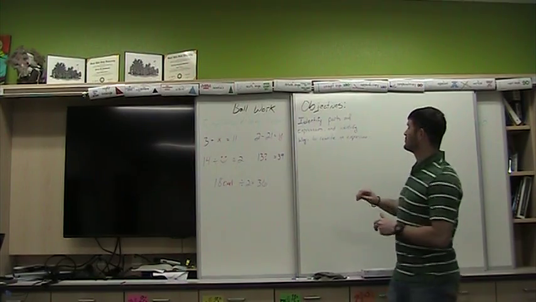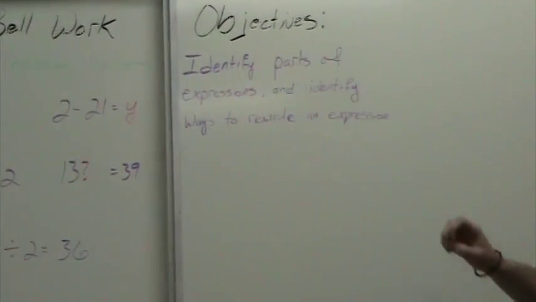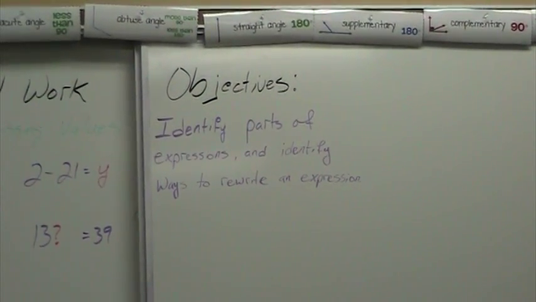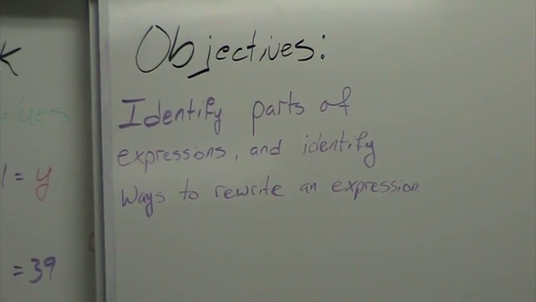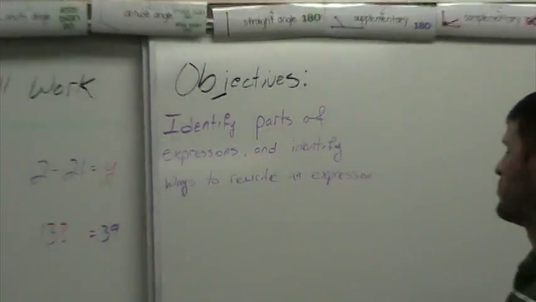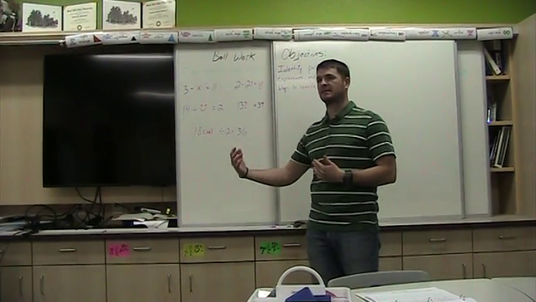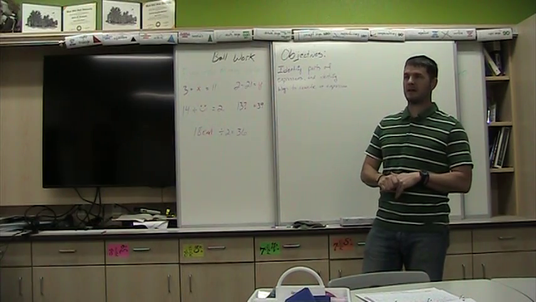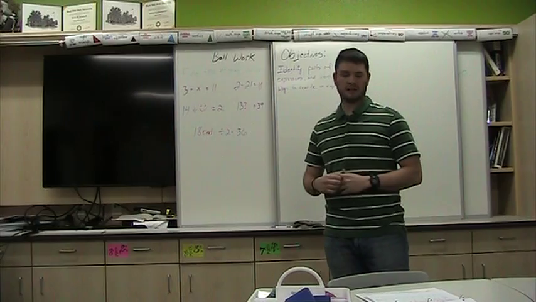The objectives that the students will be expected to meet are to identify parts of an expression and identify ways to rewrite an expression. Now these objectives will be posted on the board throughout the class so that students can use it to reflect back on what will be expected of them and what they can expect to be able to do upon completing the lesson.